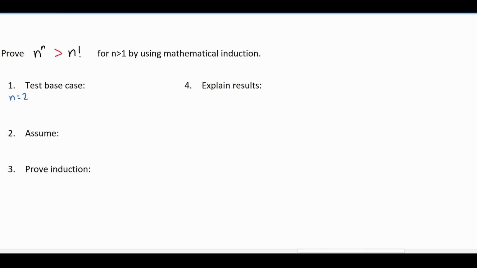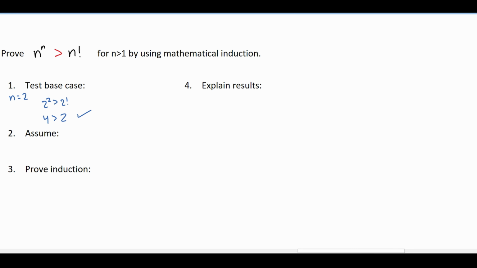We are going to have 2 squared, and this has to be greater than our 2 factorial. Now we can multiply this out. 2 squared is going to be 4, and 2 factorial is just 2 times 1, so this will give us 2. We can see that this holds true, and our base case has been tested.